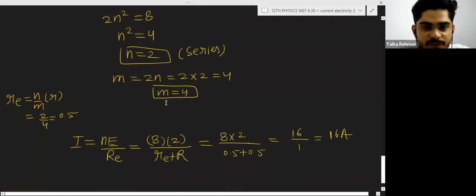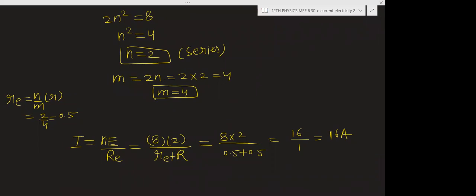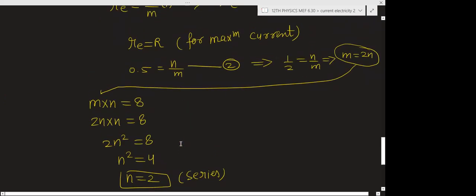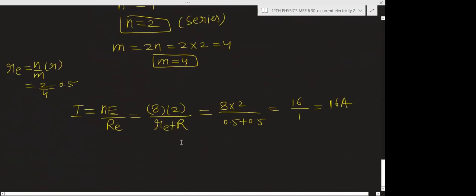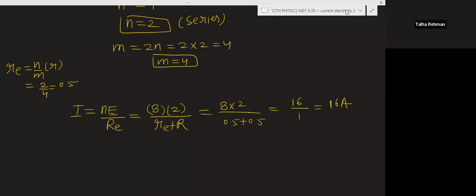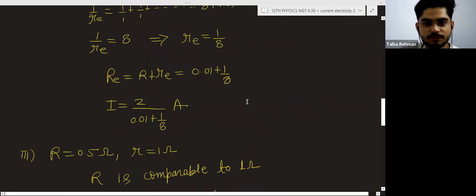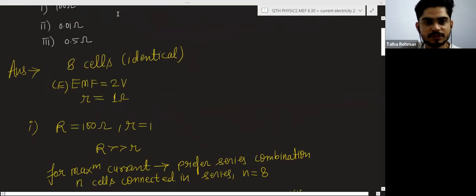Give me a minute. Just we have connected two cells in series, now. So our total EMF will be like this. This is 2. Okay, just note it down. Note down the answer.